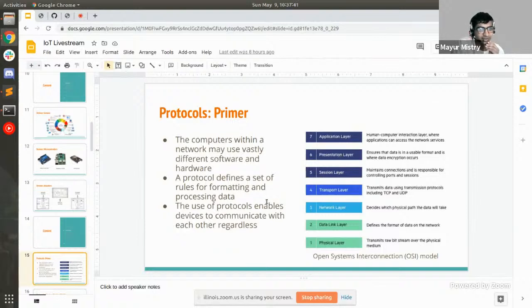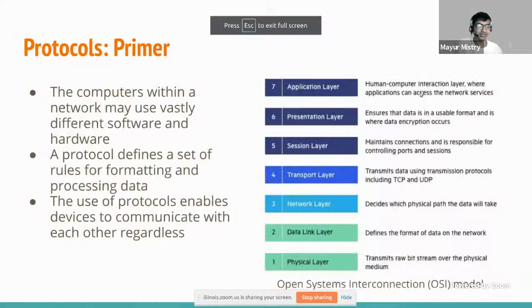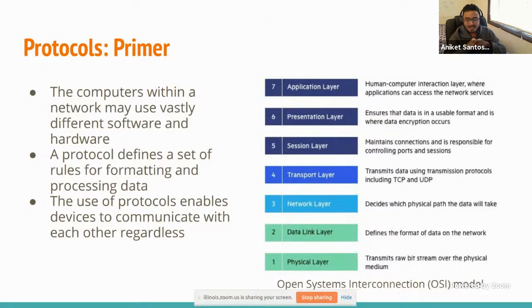Let me check. I think you covered the part very well, and it was quite straightforward. I think you mentioned BLE, but it might be good to mention the full form of BLE. Oh yeah, we'll be getting to that.